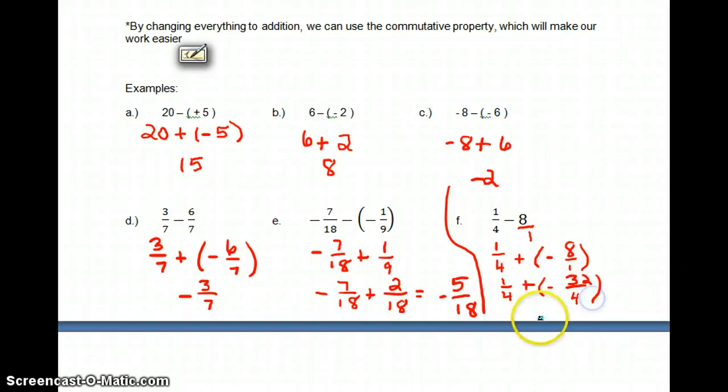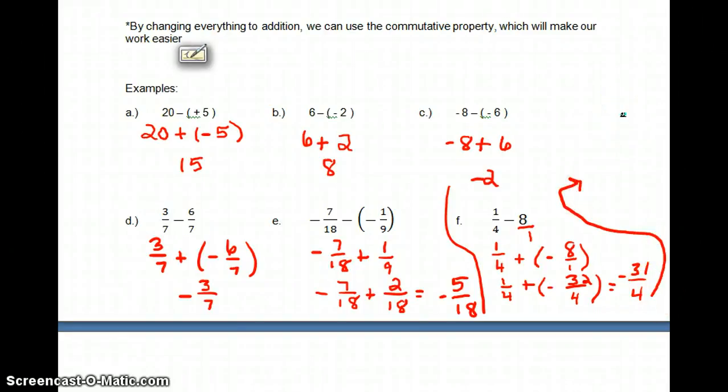Multiplying everything by 4, we'll get negative 32/4. Now we are able to carry out that subtraction. 32 take away 1 gives us 31/4. Since 32 is bigger than 1, we should keep it negative. We can never, ever leave our answer as an improper fraction.